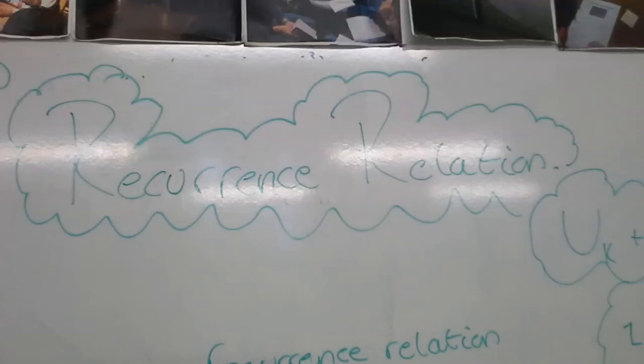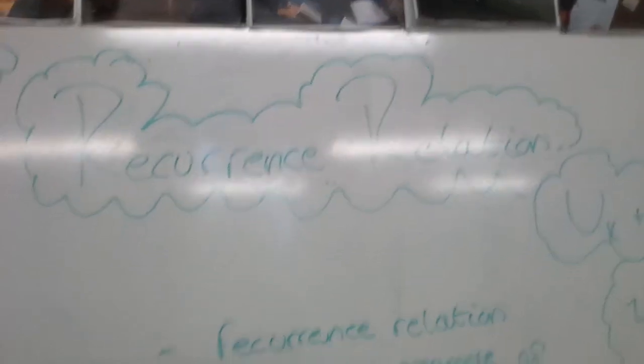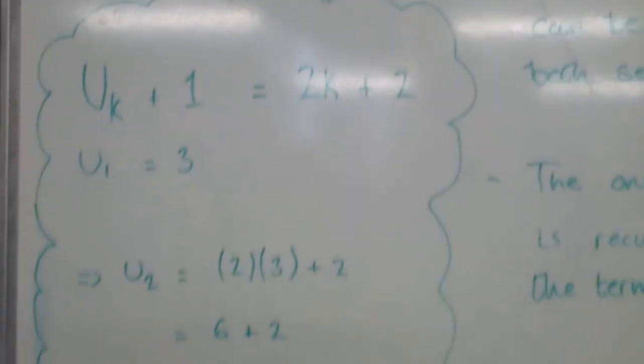Moving on, we can have a look at recurrence relation. These are in many ways similar to the other types of sequence or series, but the thing that sets recurrence relation apart is that it uses the previous term in constructing the next one. For example, u_(k+1) is equal to 2u_k plus 2. What this effectively means is that to get the next term in the series, you take the previous one, multiply it by 2, and add 2.